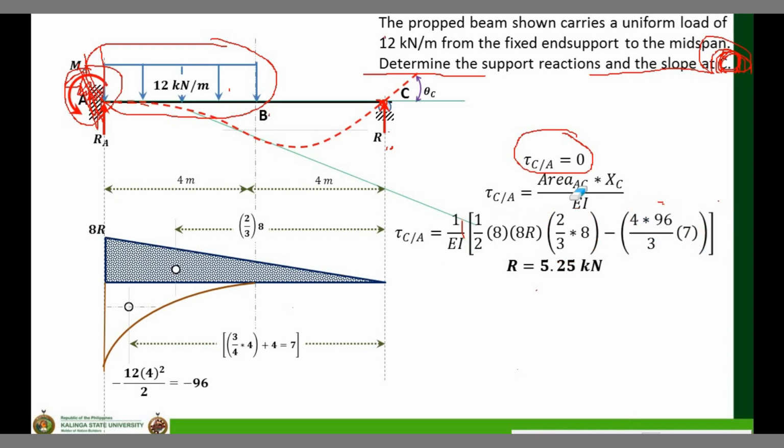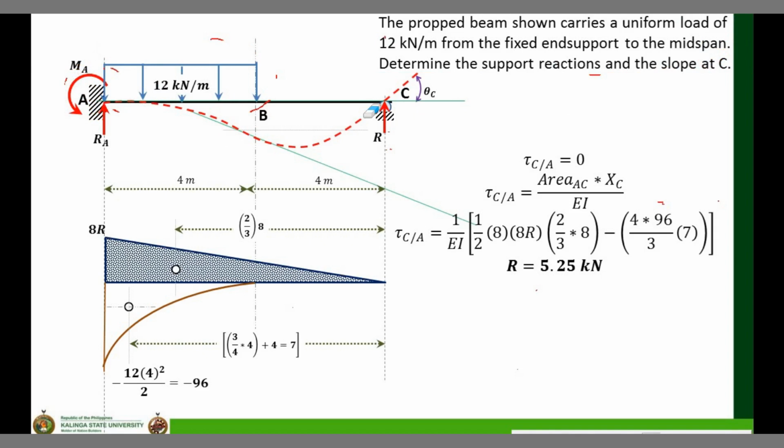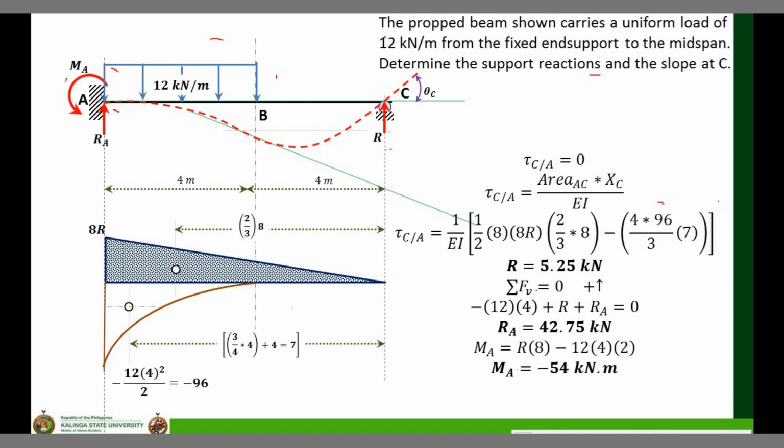Okay? So again, as you can see, you can use the area moment method to solve for reactions, especially for propped beams, which is an indeterminate structure. And we can determine the other reactions also, from the summation of forces along the vertical axis. Your RA is equal to 42.75 kilonewtons, and your MA is equal to negative 54 kilonewton meter. Okay? So those are the support reactions.